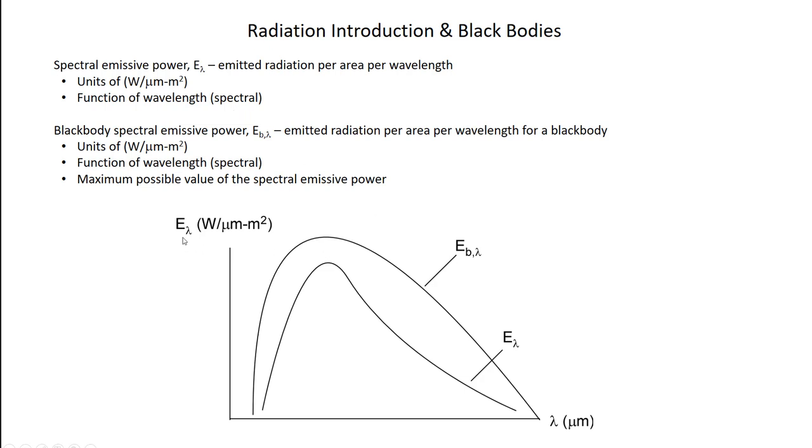So here's spectral emissive power as a function of wavelength, and maybe this curve right here is the spectral emissive power of whatever surface we're dealing with. Blackbody spectral emissive power, this is the emitted radiation per area per wavelength for a black body. This is what Planck's law gives us, right? So this gives us the upper limit on what that spectral emissive power can be. So whatever surface we have, this is some real surface in here, it can do whatever it wants, but it can never go above this E_b sub lambda curve.